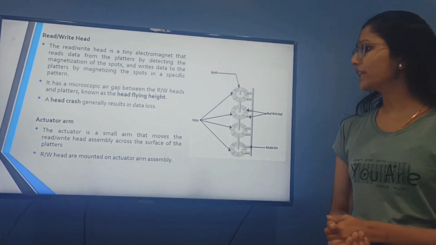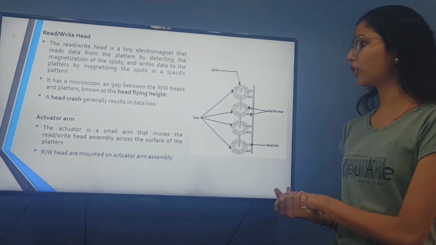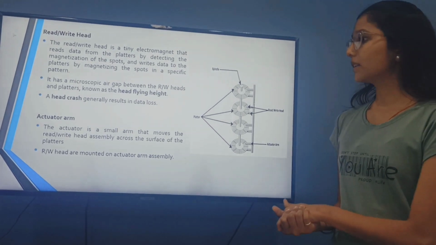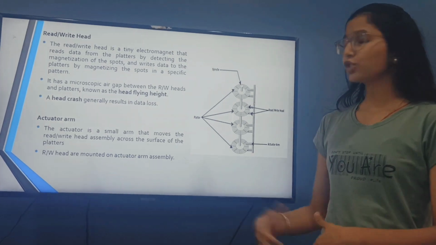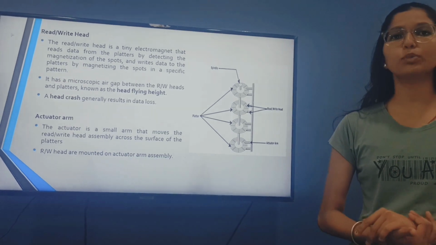Actuator arm. The actuator arm is a small arm that moves the read-write head assembly across the surface of a platter. So read-write heads are mounted on the actuator arm assembly. So it basically helps the read-write head to move.